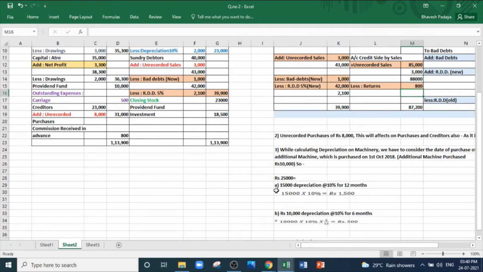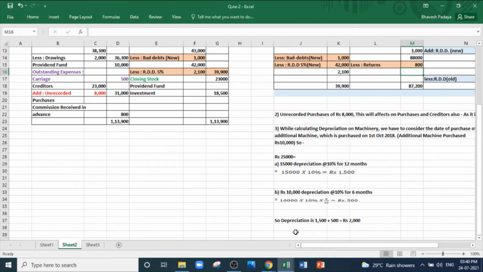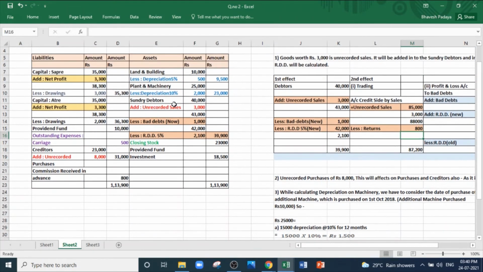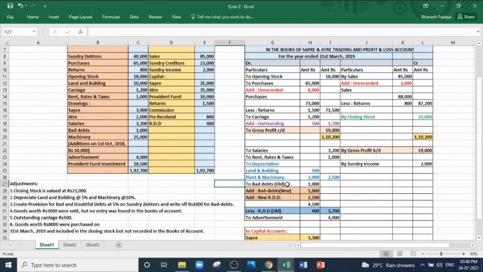The machinery which is used for the entire year is 15,000 at 10% for 12 months, which will be 1,500. The additional machinery which was purchased on 1st October will be depreciated at 10% but only for 6 months, that is 6 upon 12, which will be 500. So the total depreciation on machinery is 1,500 plus 500, which is 2,000. Total depreciation of land and machinery will be 2,500.